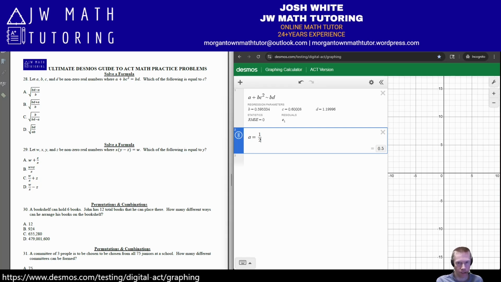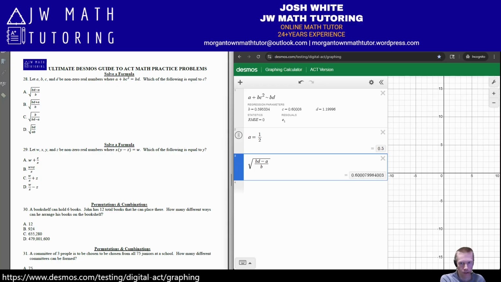Now, notice it's giving me different values for B, C, and D. This is perfect. Which of the following is equal to C? In the regression statement, C is 0.60008. So I'm going to type all of these expressions and see if I get the exact same value as the value for my formula. For the first one, I do. So it looks like that's the correct answer.